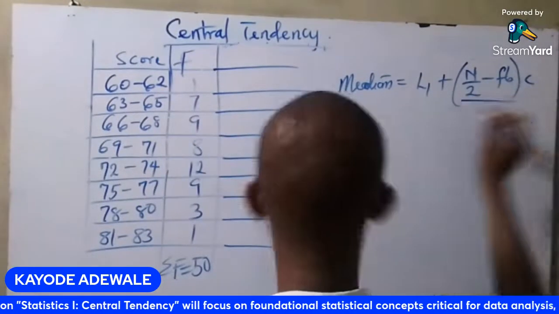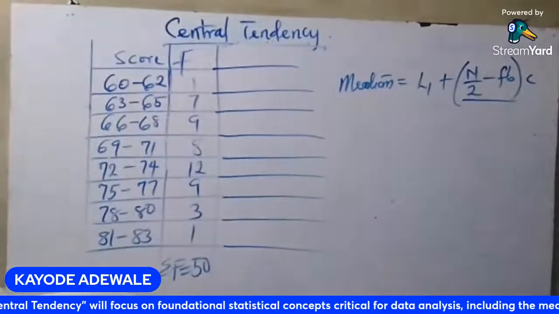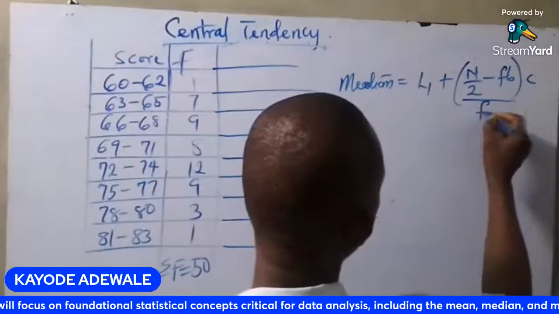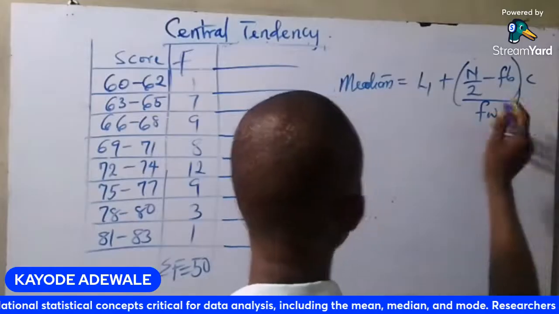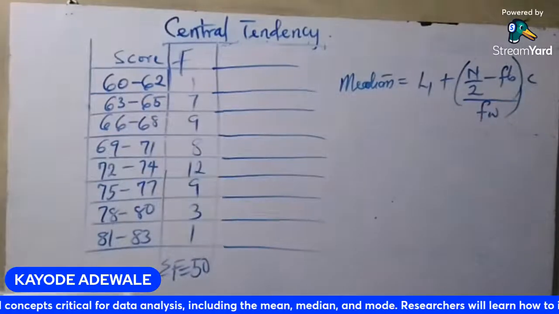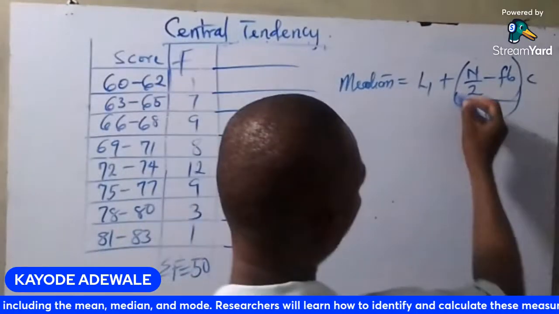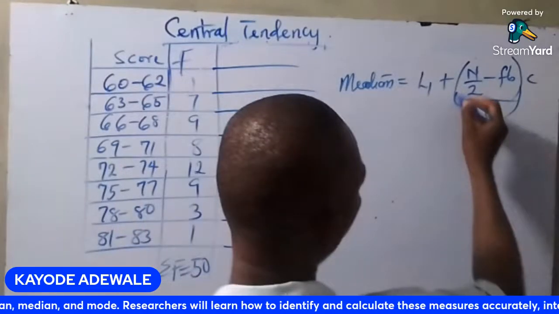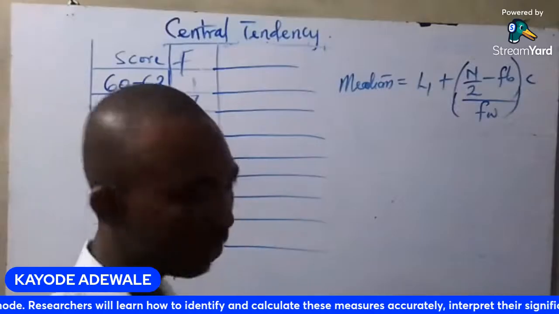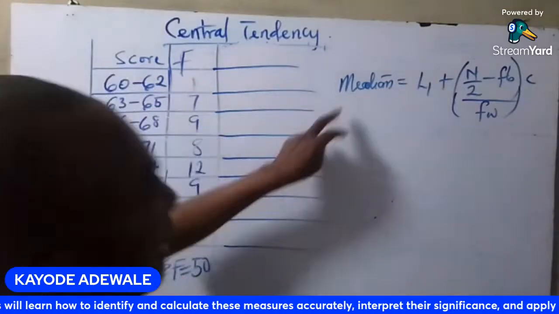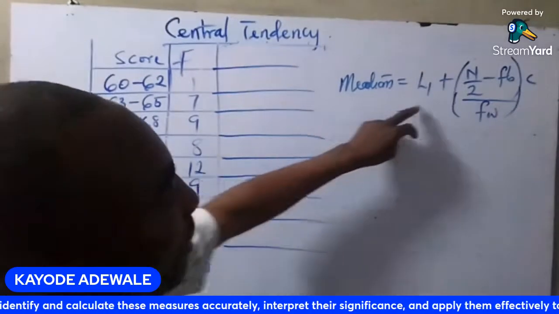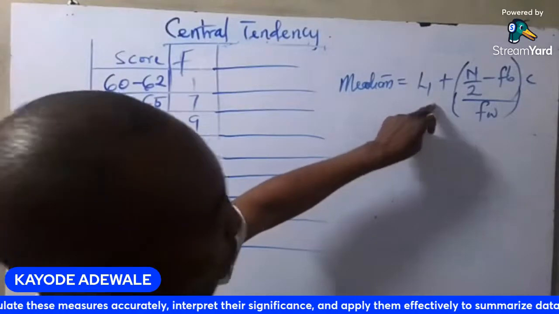Multiply by class interval, and you divide everything by FW. Some will call it FM, some will call it FW, depending on what the textbook is saying. But whatever I put here, I'm going to give the definition one after the other. Now, as you can see, I said the formula for median simply means L1 plus, like I said, you don't need to panic.